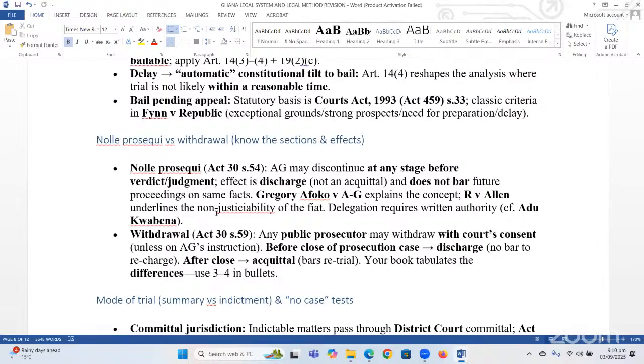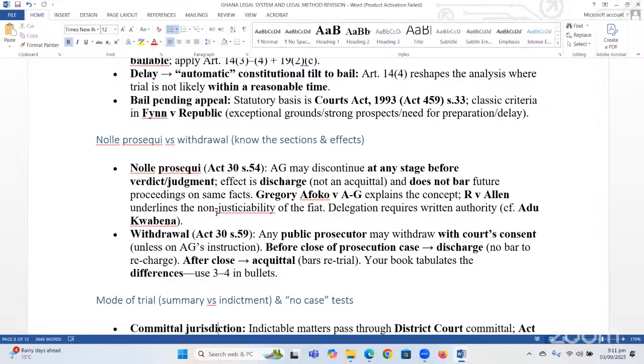Acquittal means that the court has considered your case and has come to the view that you are innocent, then you are acquitted. But when nolle prosequi is entered, the court has not determined the merits of your case. It's just the prosecution which has stated that it is no longer interested in continuing the prosecution. So you will be set free, you'll be discharged, but you are not acquitted. And nolle prosequi does not bar future proceedings on the same facts. You can be re-arrested later and charged on the same facts which you were previously charged and which were discontinued.